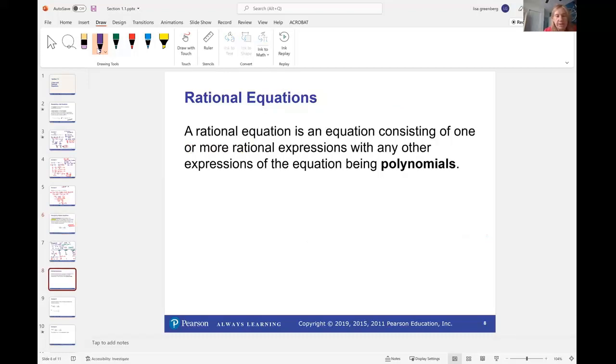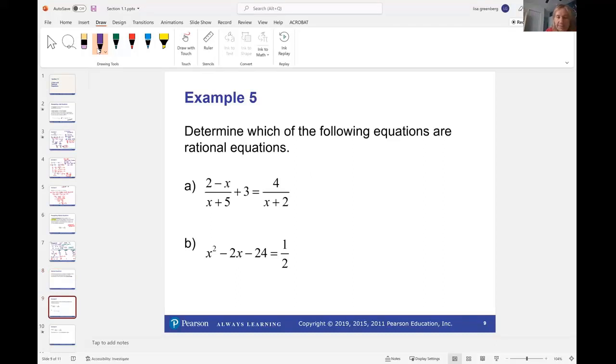So let's take a look at the next thing. A rational equation is an equation consisting of one or more rational expressions, with any other expressions of the equation being polynomials. So whenever I see a rational equation, it's a polynomial over a polynomial. And if we have an equation and we want to solve it, then the other pieces have to be polynomials. So let's see what that means.